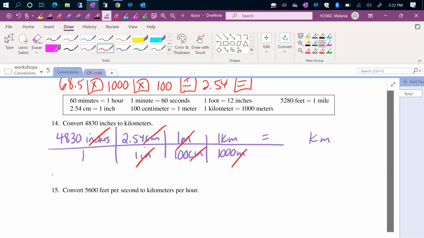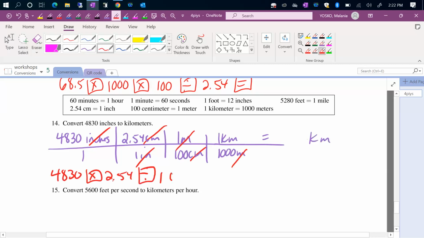Type this in: 2.54 divided by 100 divided by 1,000 equals. And tell me what you get. 0.1262.